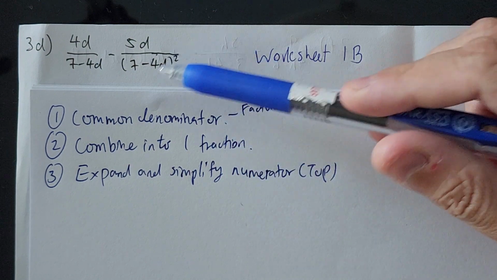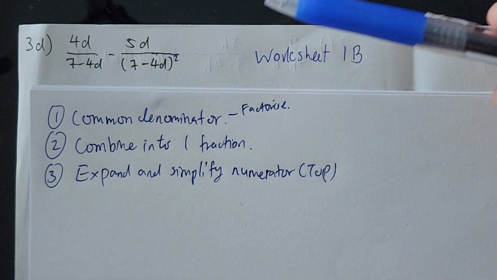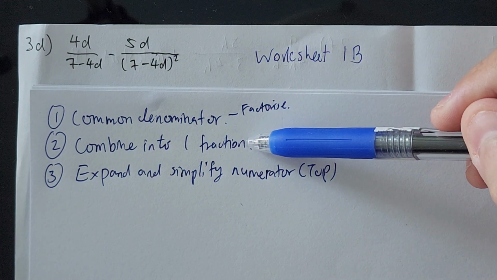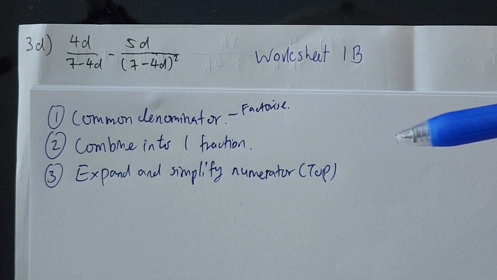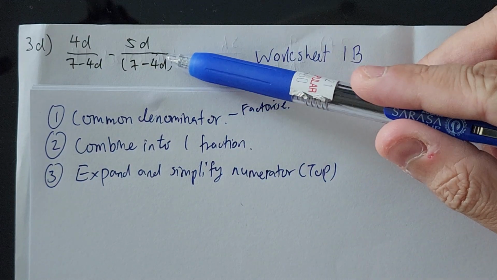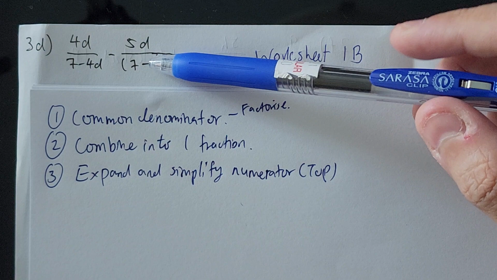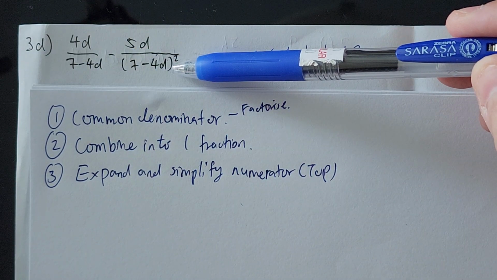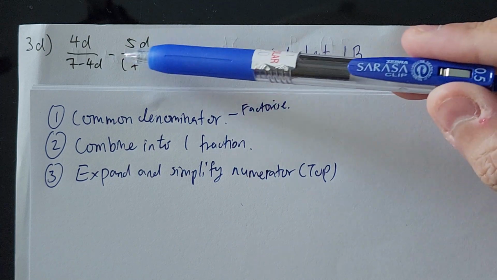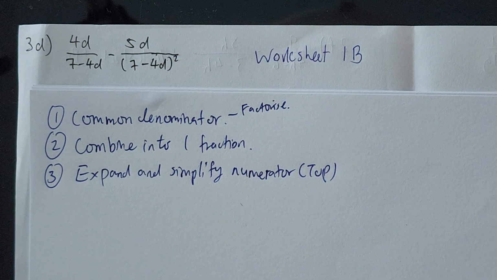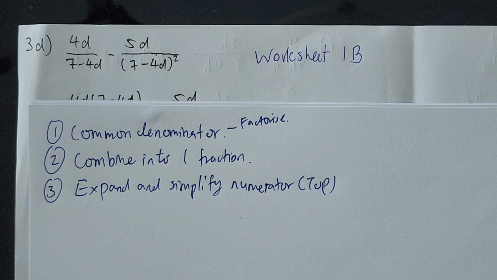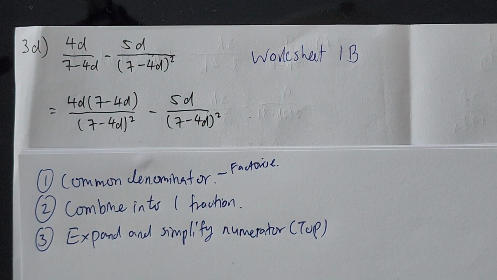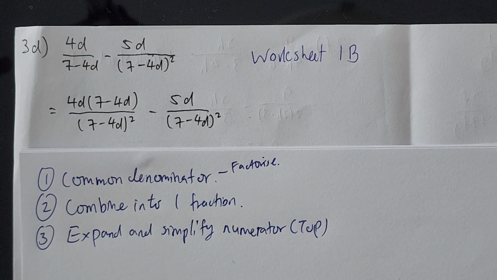Common denominator first for the fractions, either add or subtract another fraction, combine to one single fraction, and then lastly expand and simplify. Now over here you see 3D. There is a common denominator, just that one has a square and the other doesn't. For this type of question, it will be basically the easy one. It's in fact easier than what you've done in question 2.